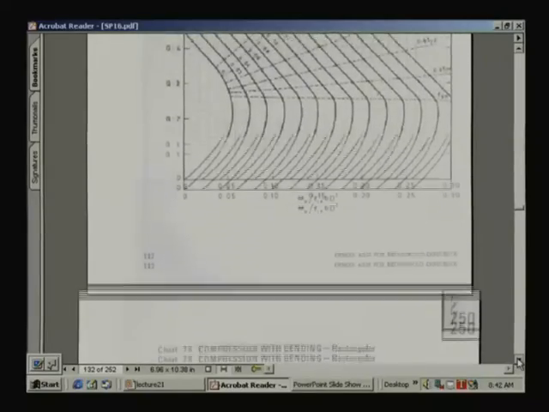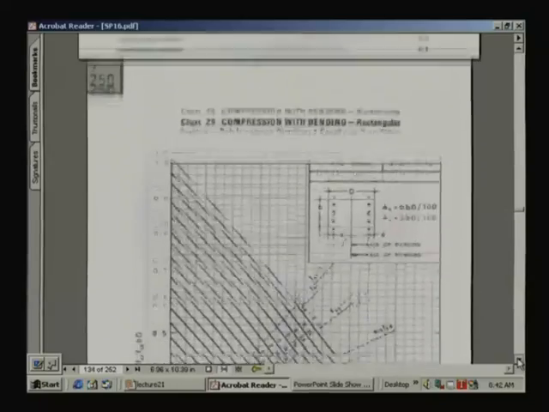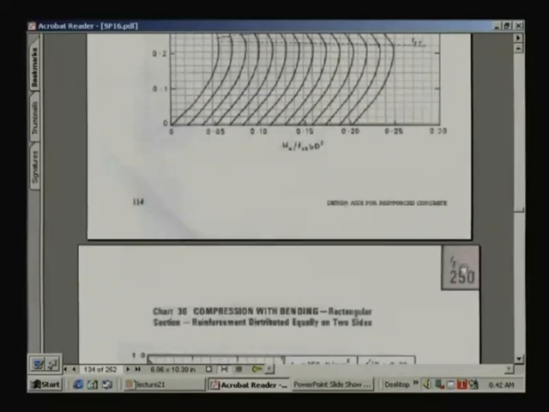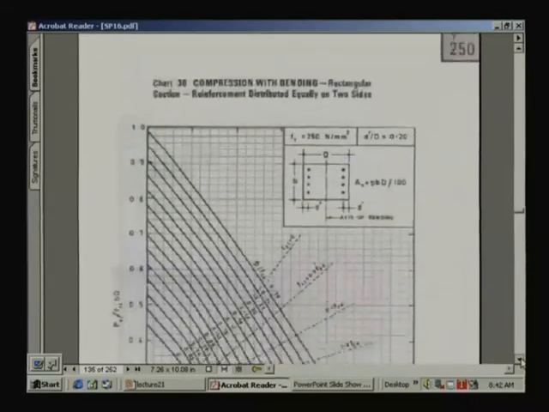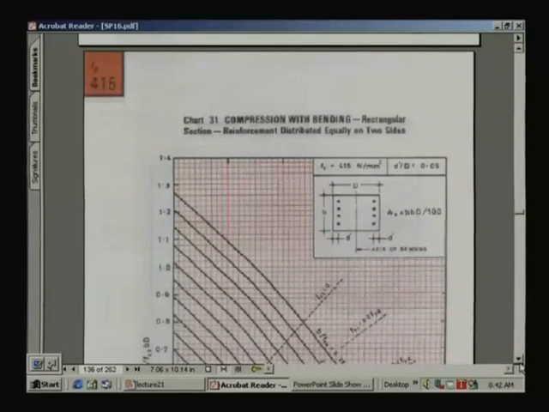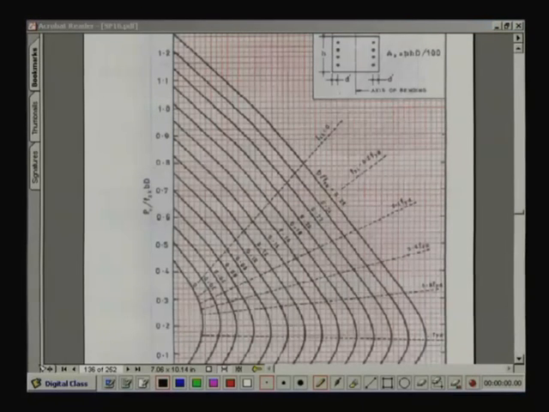Let me show you what we shall do. Let us take a particular chart. This one is for mild steel, Fy 250, but since we are using Fe 415, we have to use the Fe 415 chart. What we shall do here, yes, one sec.